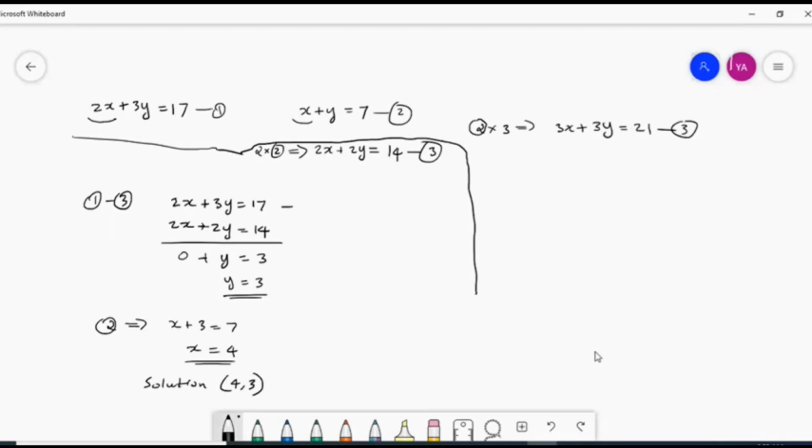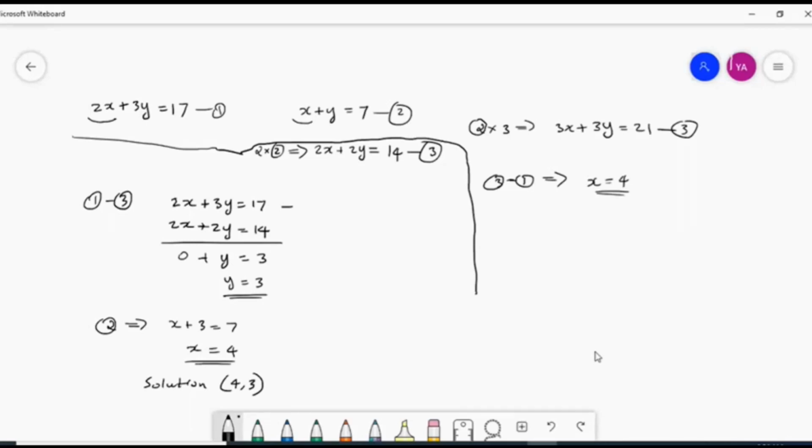These calculations you can do in your mind, no problem. So 3 minus 1 gives what? You subtract the x coefficients, 3x minus 2x. How many x? x. Then 3y minus 3y is 0, and it is equal to 21 minus 17, which is 4. So x is equal to 4. We got x first.